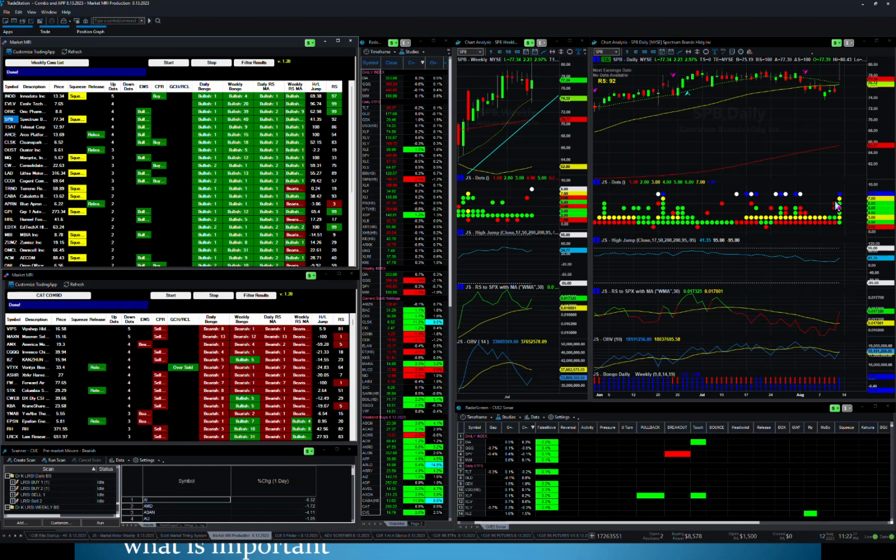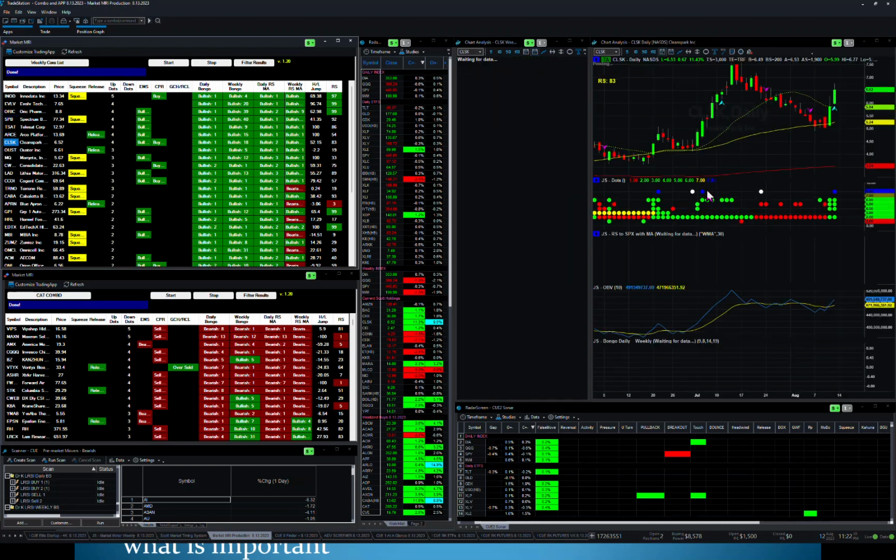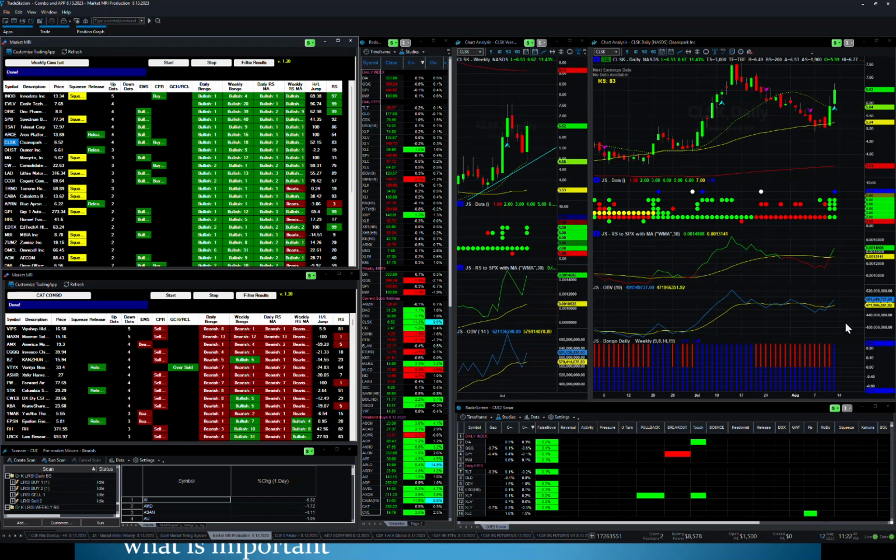All the signals right here. The bongo's the correct setup. I just don't like the fact it finished in the bottom of the gap bar. Clean Spark is one that I talked about in my video this weekend.